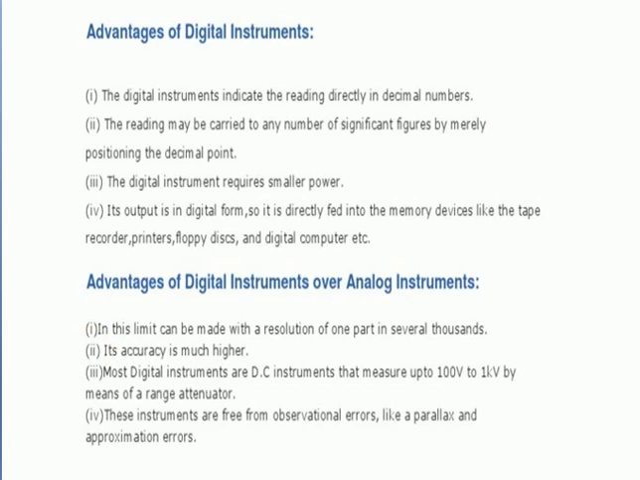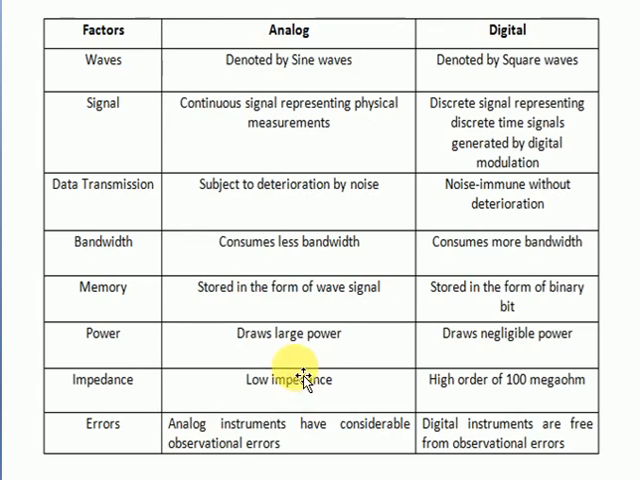Now if we compare analog and digital: the signal of an analog instrument is a continuous signal, and digital is a discrete signal. Data transmission is subjected to noise in analog, while digital is noise immune, without deterioration. If we discuss memory, analog instruments store in the form of a wave signal, and digital stores in the form of binary bits, meaning 0 and 1.